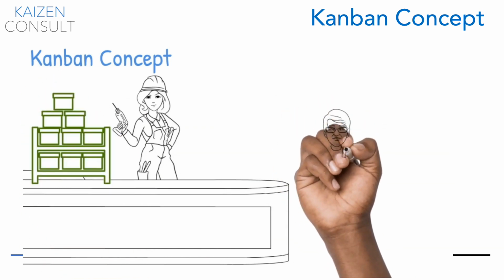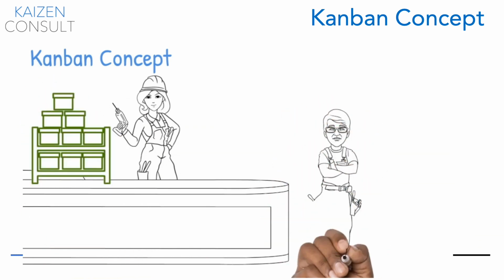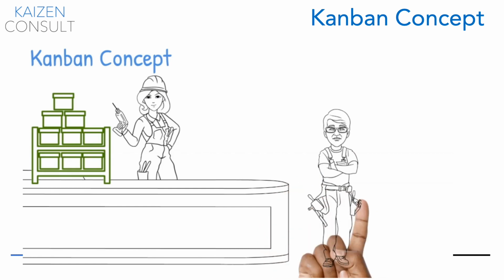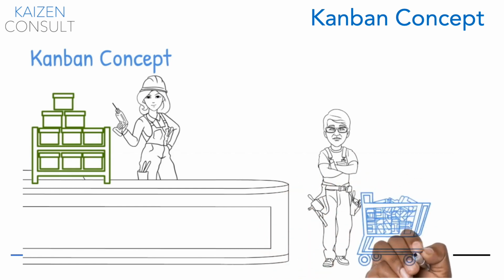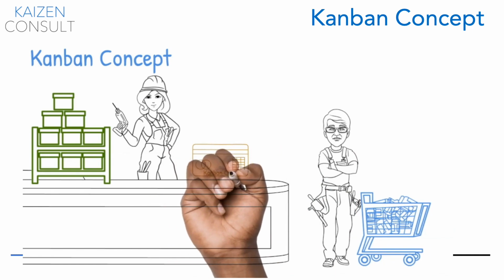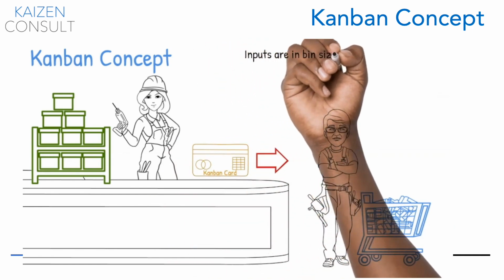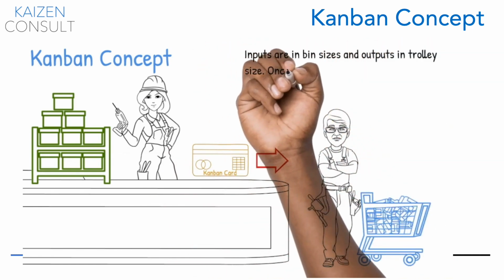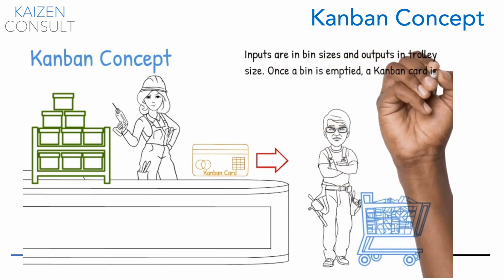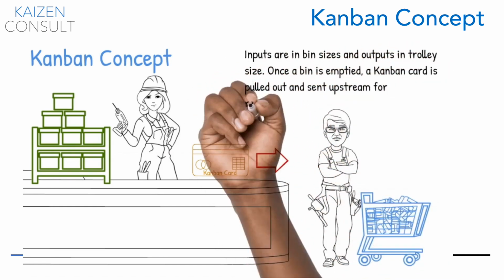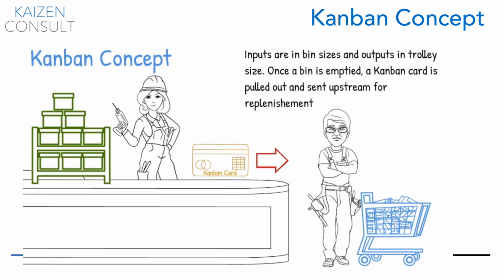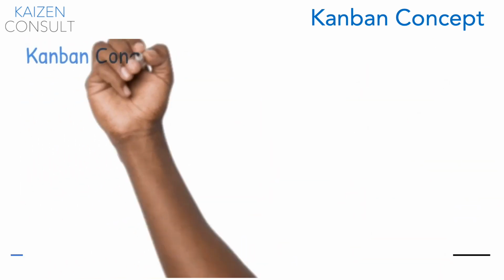Once a first bin is empty, the operator sends a Kanban card upstream to the inventory or production for replenishment. Using standard containers, the container will be filled with the required quantity and then brought back to the operator. Meanwhile, the operator uses a second bin for inputs.